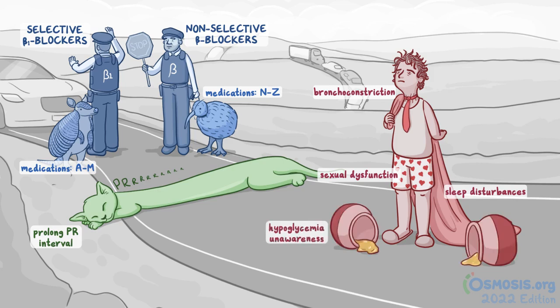For the cardiac side effects, he's trying to hide a frozen heart behind him from the police, and this represents bradycardia. He's also carrying a heart-shaped shield to deflect blame, which stands for heart block.